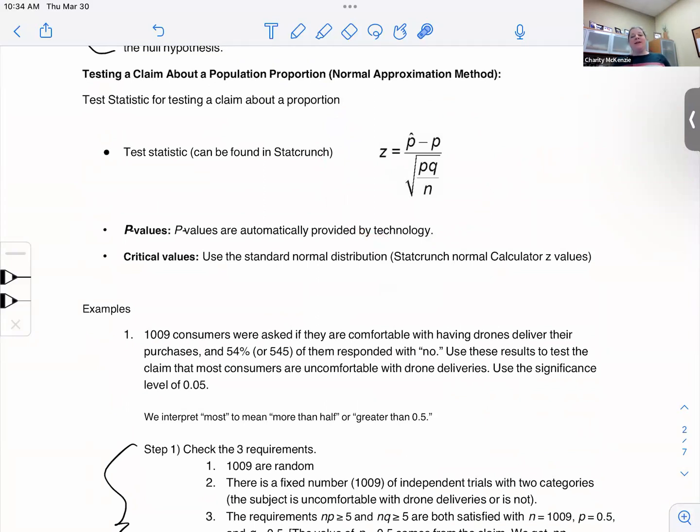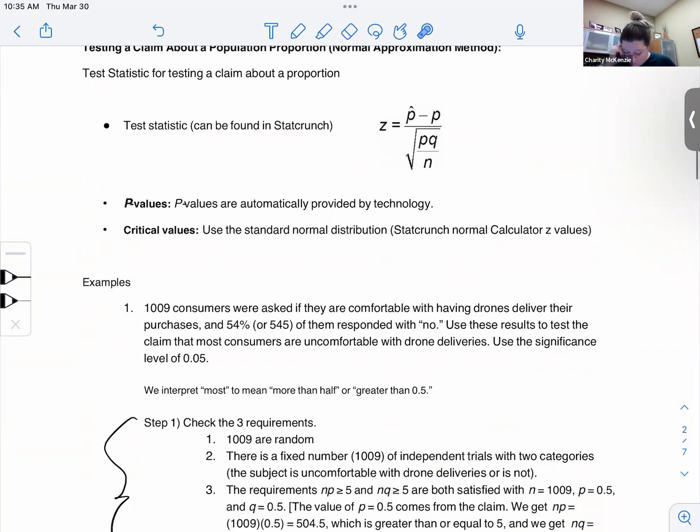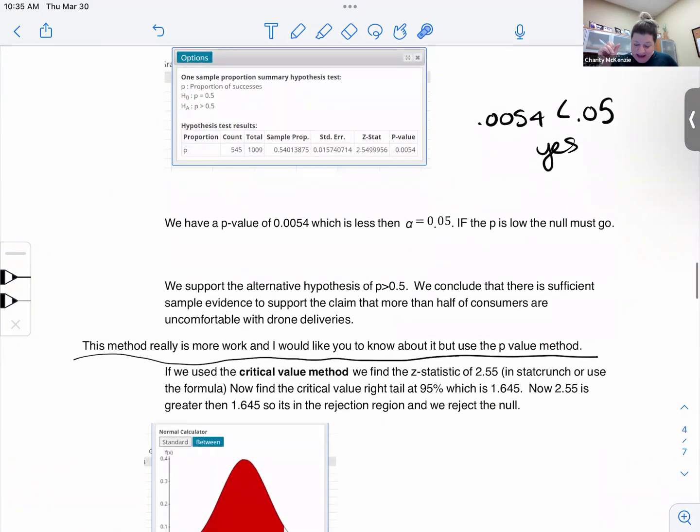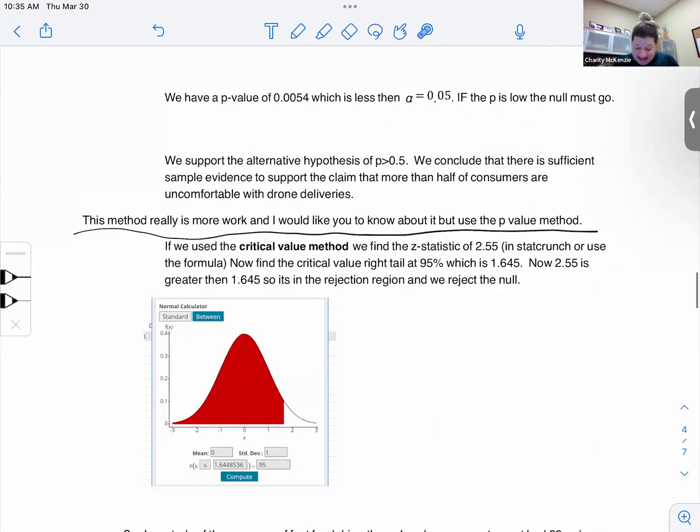There's that ugly formula. You find your p hat minus your p. The p is the value on your population, and p hat is your sample. So you can do that formula and you will come up with this 2.55. Then what I do is I get on the normal calculator for the 95% accurate, we have to go in here and do less than here instead of greater.